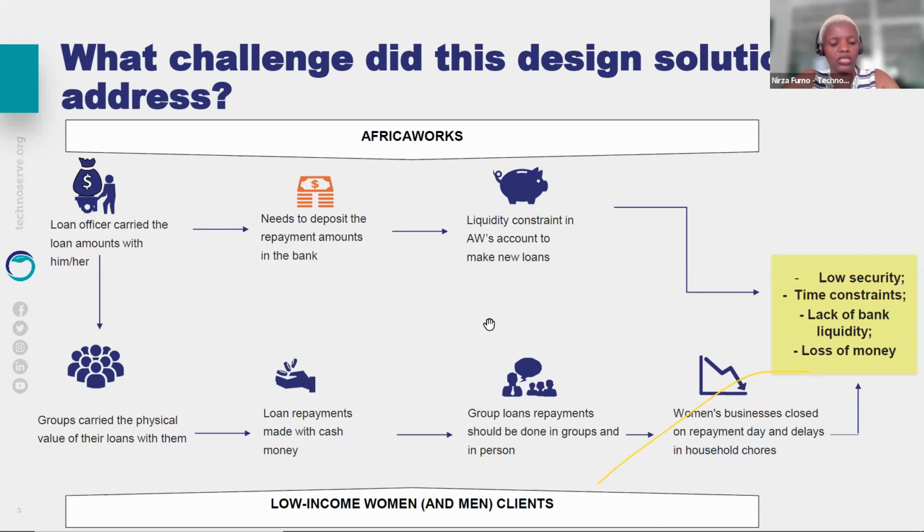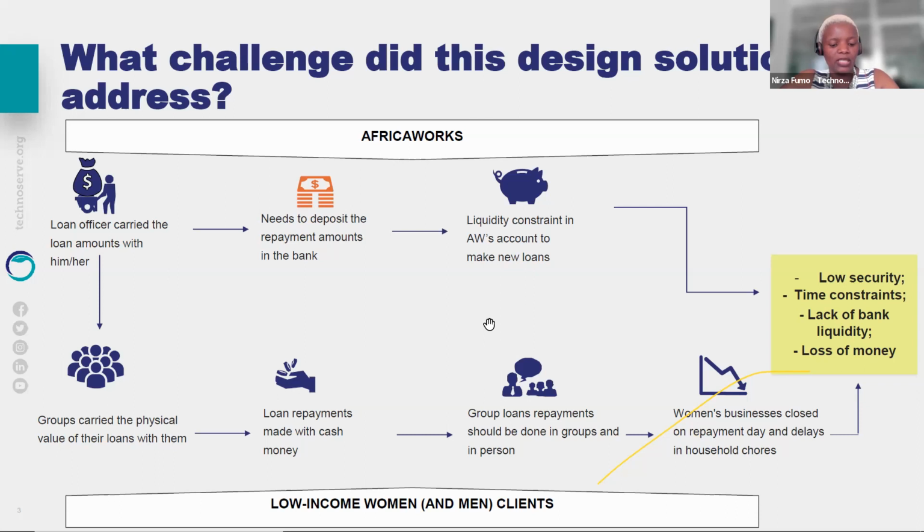All these issues led to liquidity problems in the Africa Works bank accounts for future loans. And on the women micro-entrepreneur side, while having access to loans, they had to carry the cash on the day of the loan. And in the other way, on the day of the repayment, they also had to carry cash to do the repayment, leading to insecurity and lack of confidence issues for the micro-entrepreneurs.